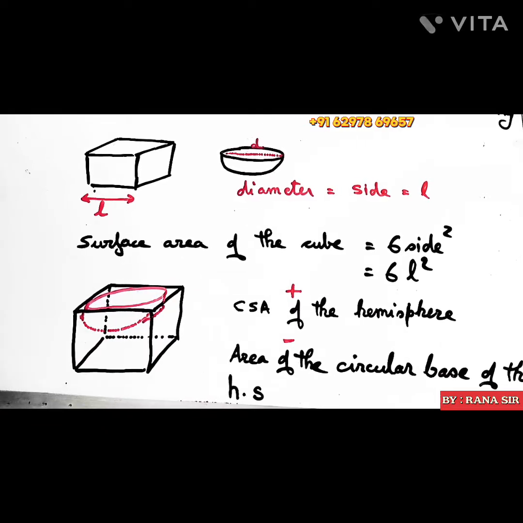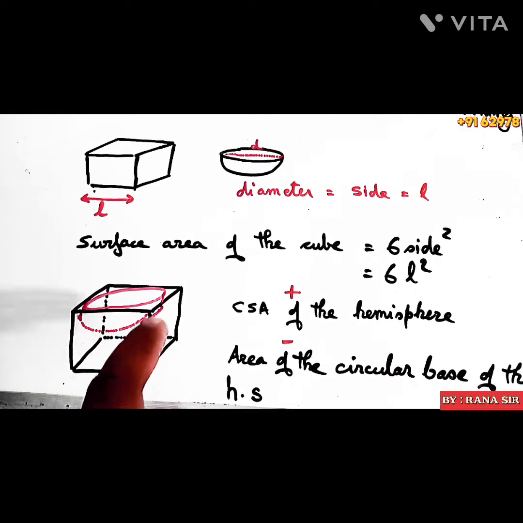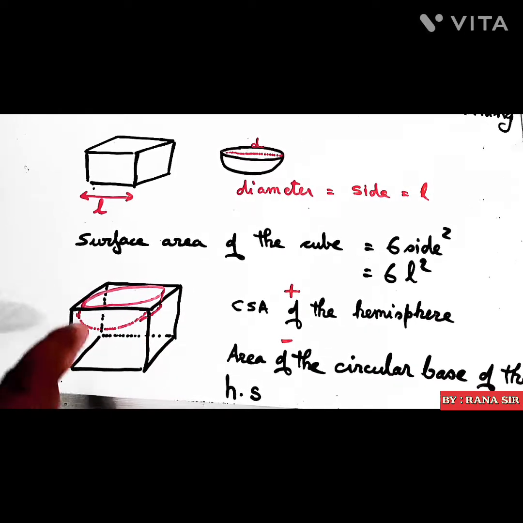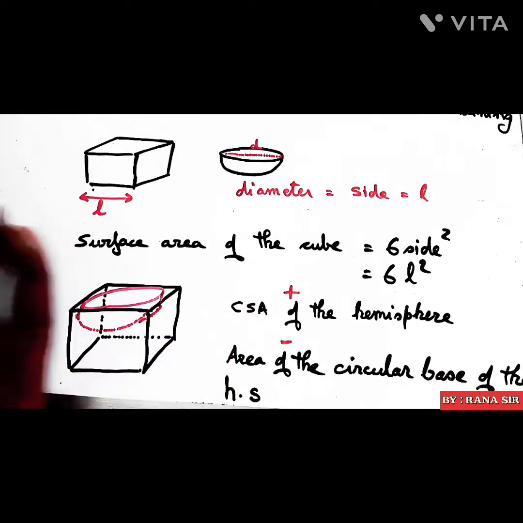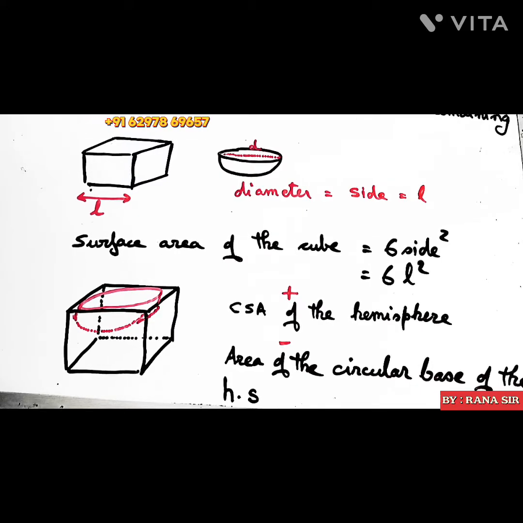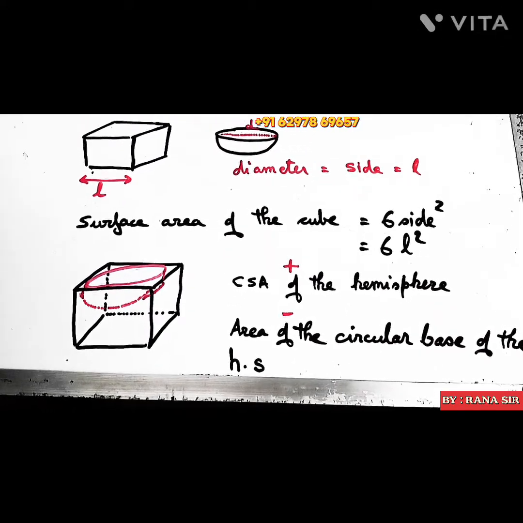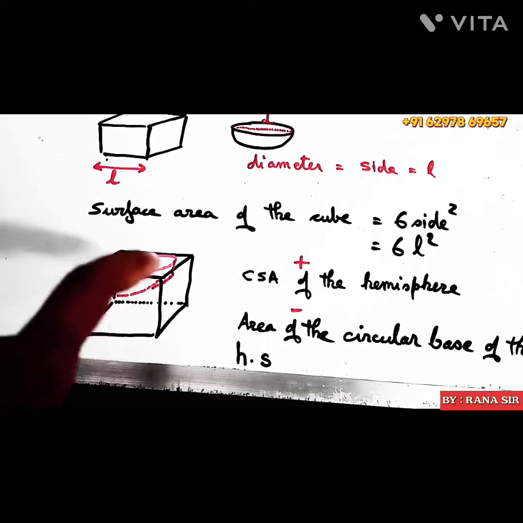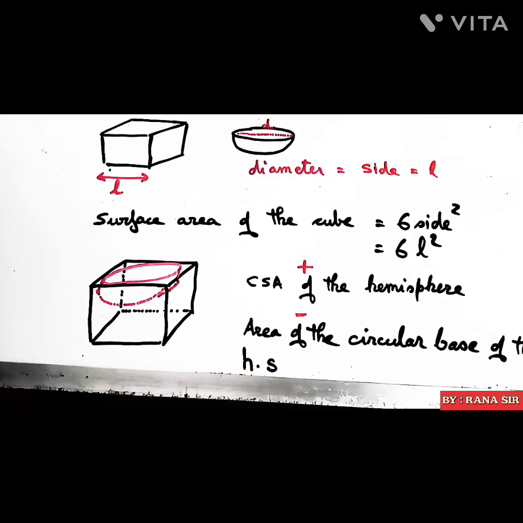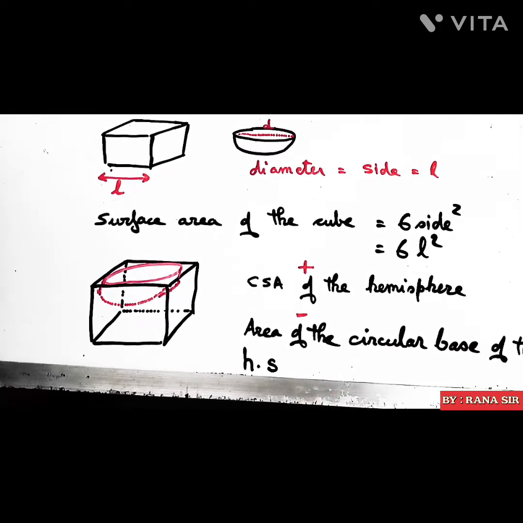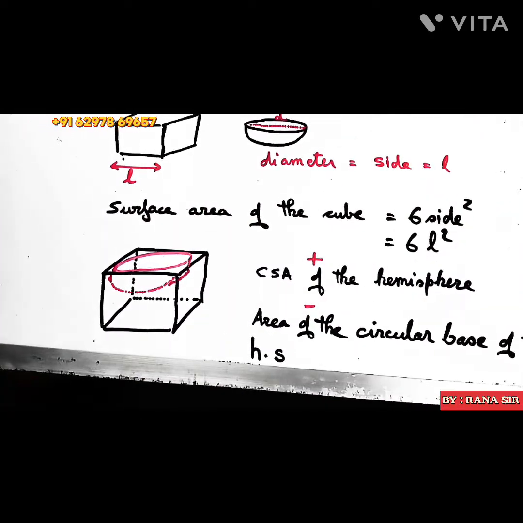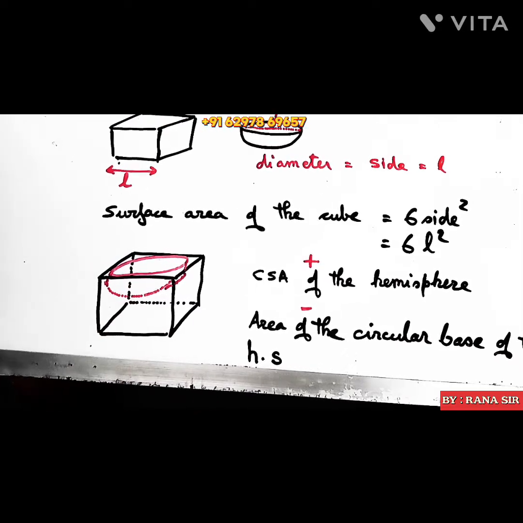Now I place the hemisphere. Now what happens? There's a hollow circular piece of hemisphere placed. So I need to find the 6 L square, the total surface area of the cube, minus the circular base, because this circular base has to be cut. And we have to add the CSA of the hemisphere because there's a hollow. This hollow section has to be added.